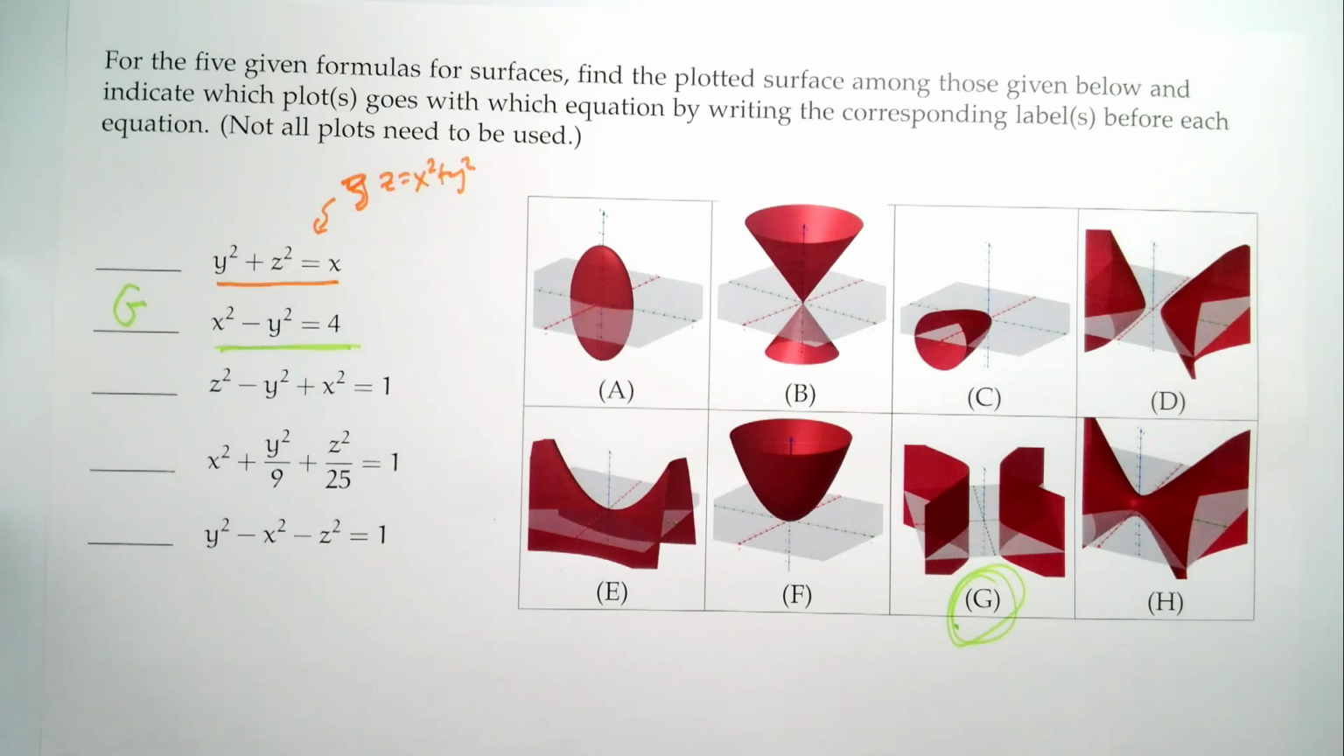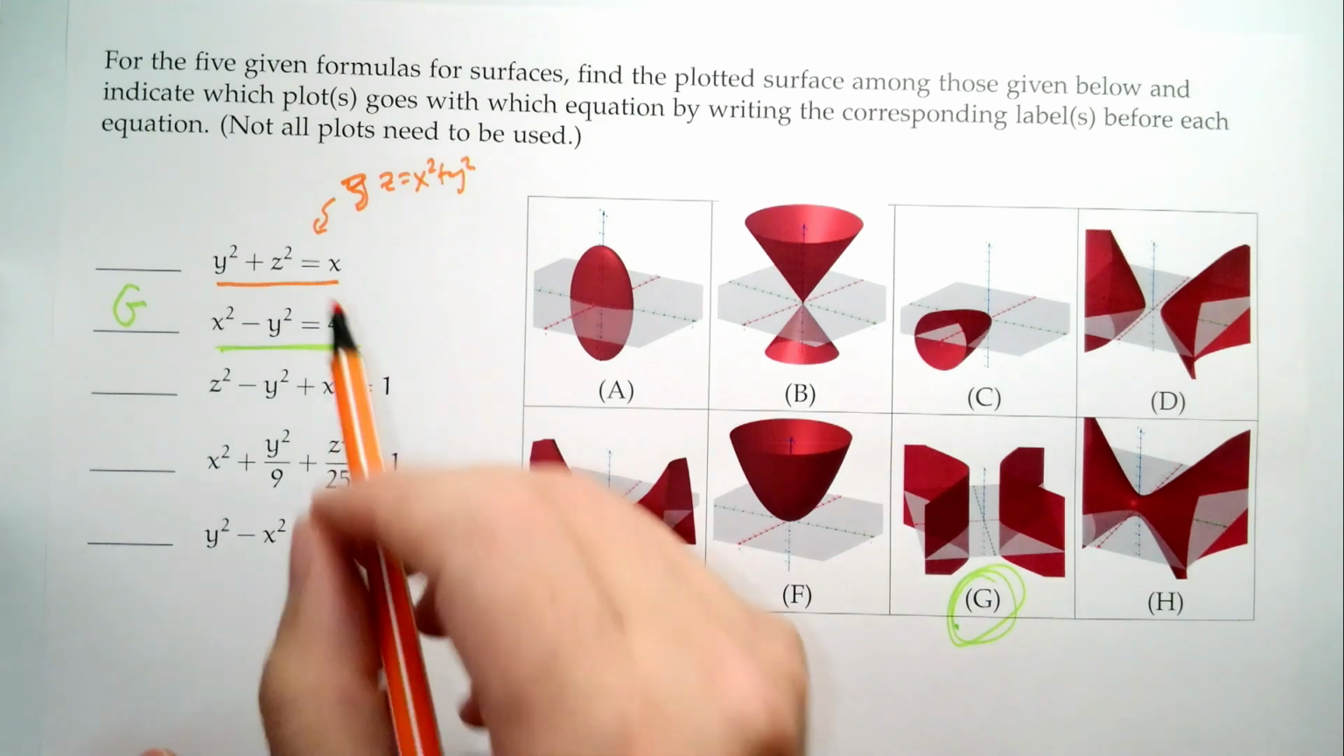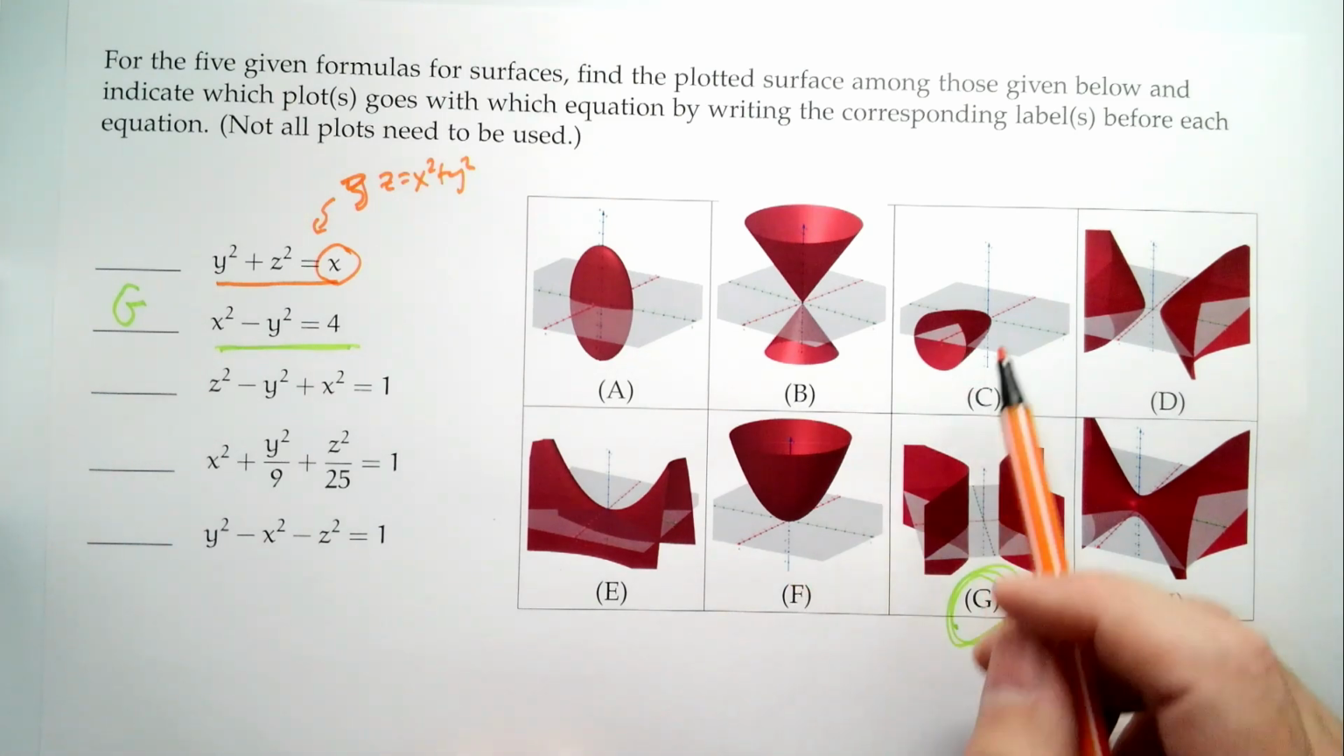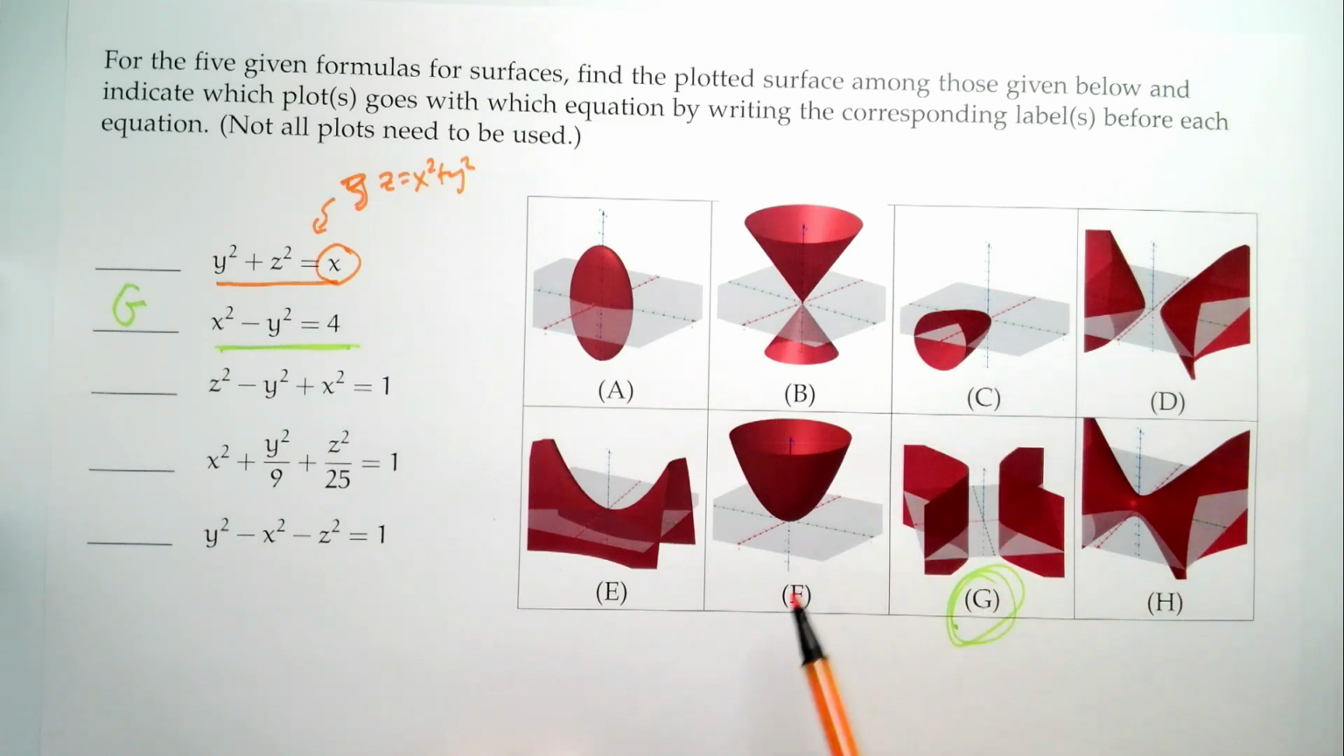So what happens if we move the variables around? The answer is it's still a bowl shape, but now we just change our orientation. So you could say that x is the new z. All right, so I'm looking for a bowl shape that's opening up along the x-axis. Now, you'll notice that we have 2 bowl shapes, C and F. The rest of them aren't. Okay, so we've narrowed it down. Which one opens up along the x-axis? Is it C or is it F?